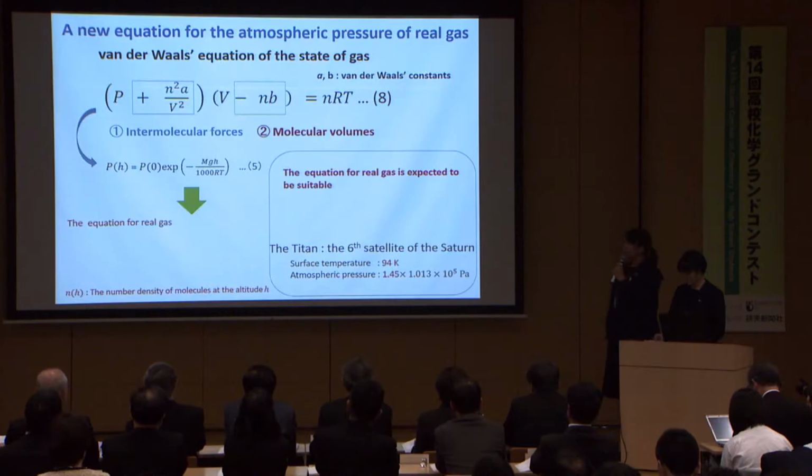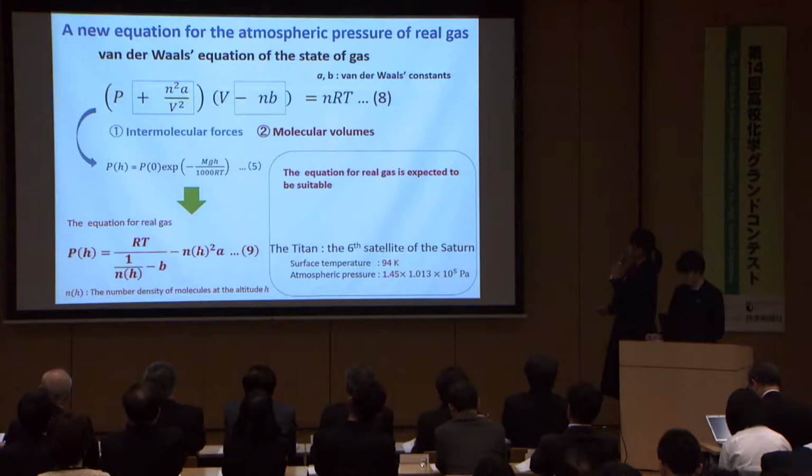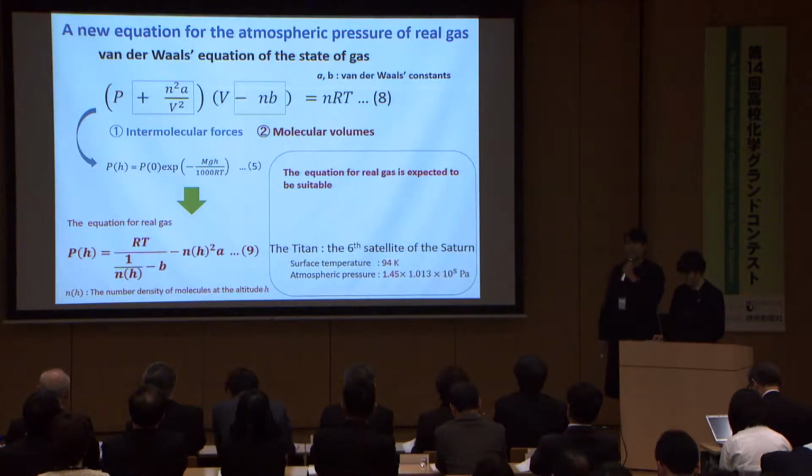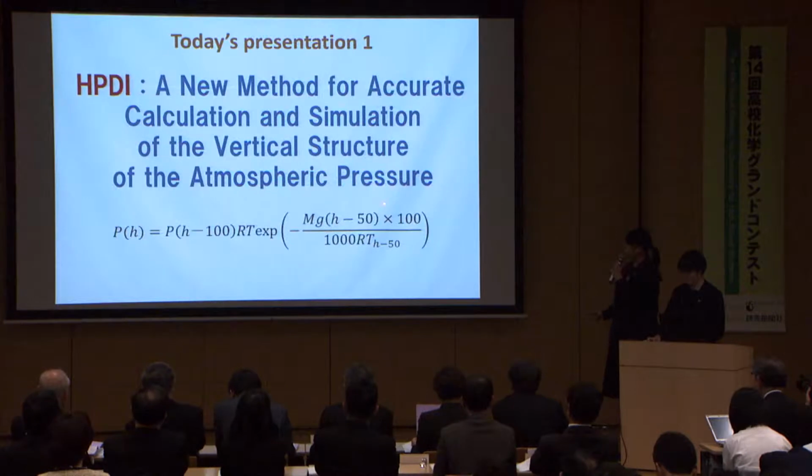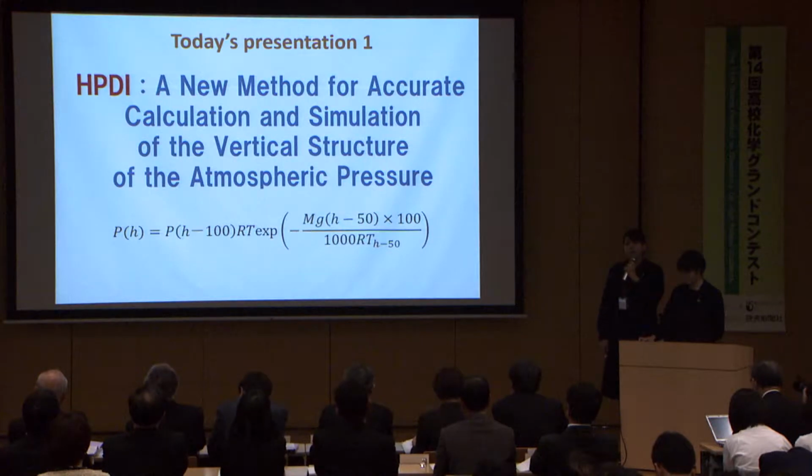gas. We also derived a new equation for the atmospheric pressure based on real gas by modifying the van der Waals equation. It allows us to treat the atmosphere at a very low temperature on heavenly bodies like Titan. This year, we have been further expanding our project. We have visited statistical thermodynamics and the kinetic theory of gas.